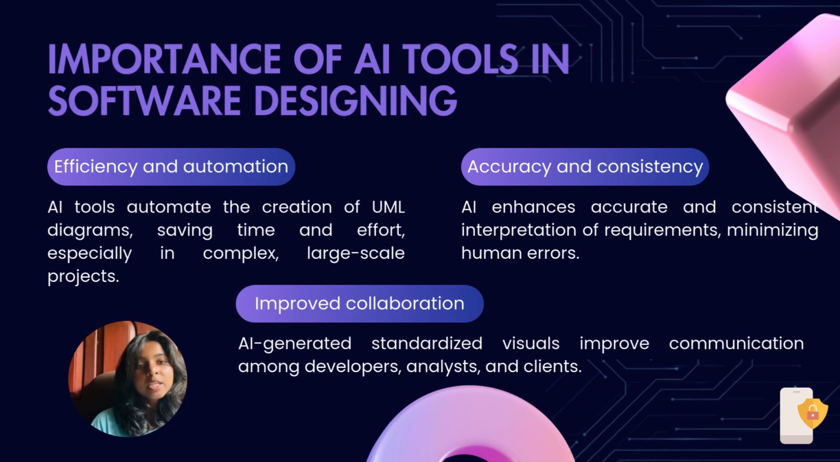And next we have accuracy and consistency. AI tools use techniques like machine learning and natural language processing to improve how accurately they extract elements from requirements. This greatly reduces mistakes that often happen when diagrams are made manually, leading to more dependable project results.